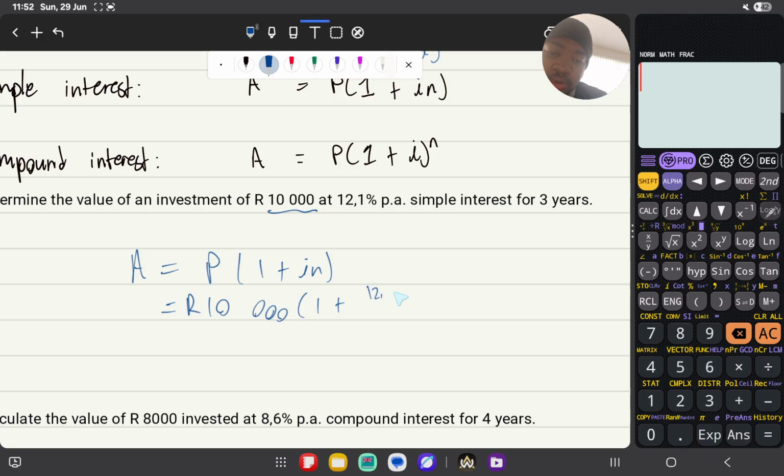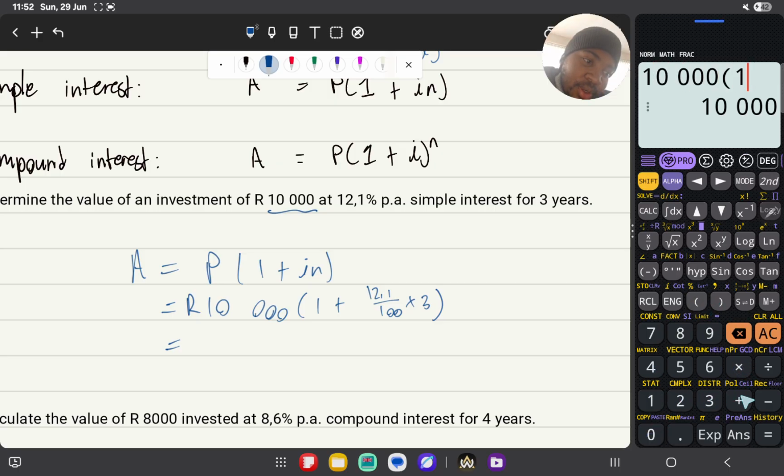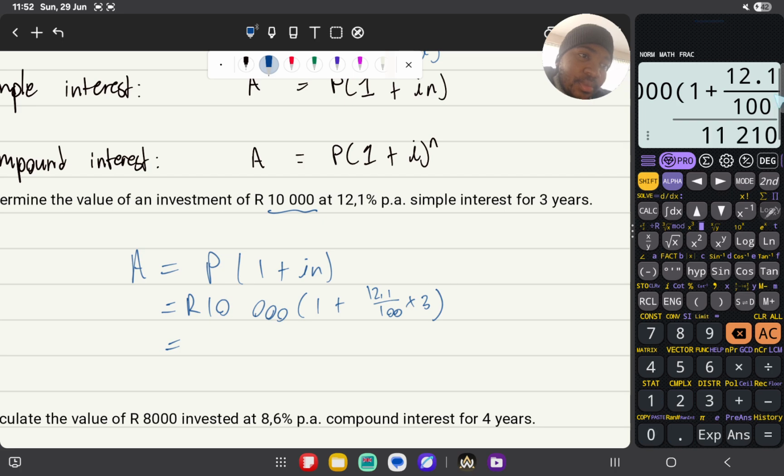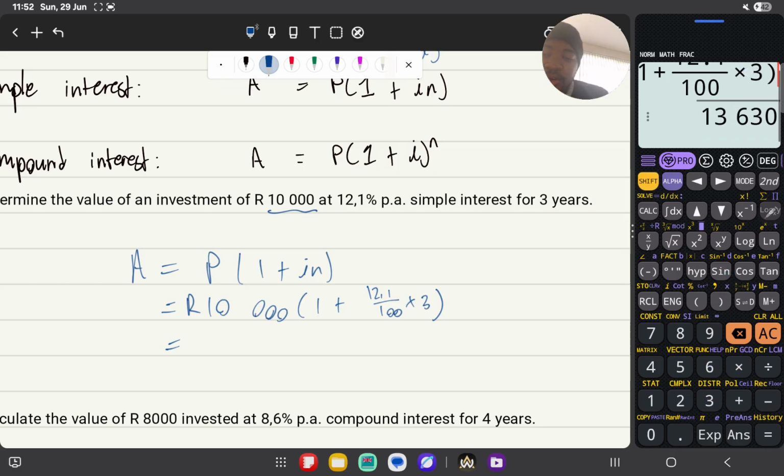So we can just say 12.1 over 100, which is basically 12%. Oh my god, I forgot times 3, which is N. Then go to your calculator. 10,000 times (1 plus 12.1 over 100 multiplied by 3). All right, so this is the amount you have.